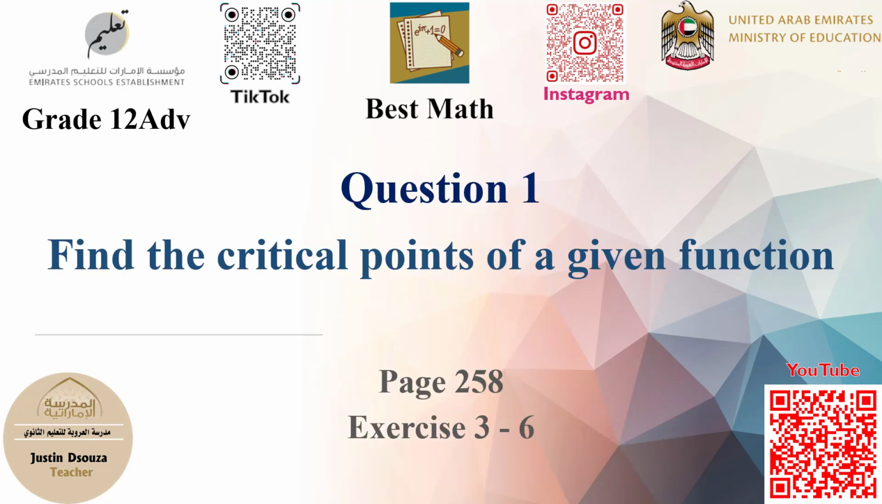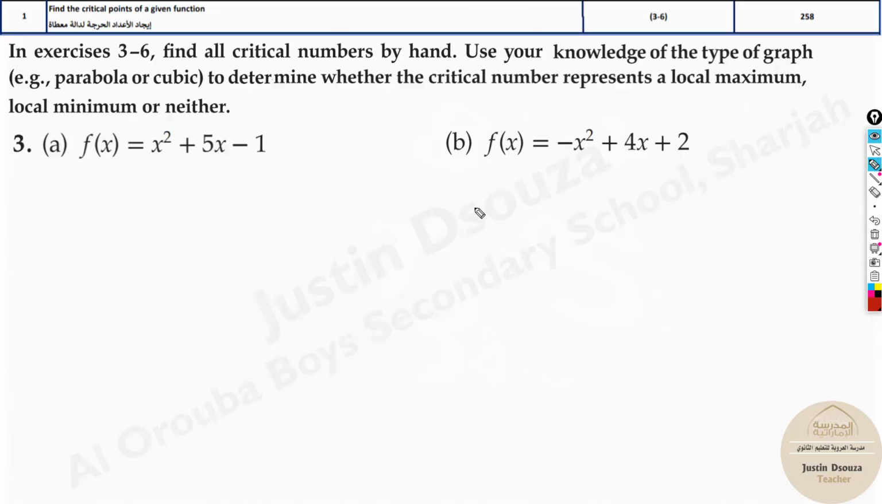Question 1 is to find critical numbers of a given function. The method to solve for critical numbers is just the same. You need to differentiate the given function, make the derivative equal to 0 and solve it. That's it. Now I will show you in a minute, but before that, here they have asked what the critical number represents, whether a local maximum or minimum or neither.